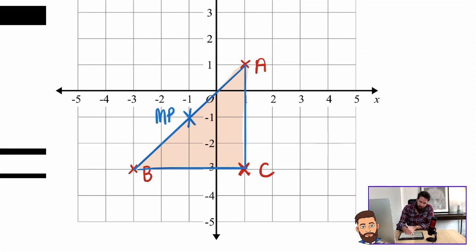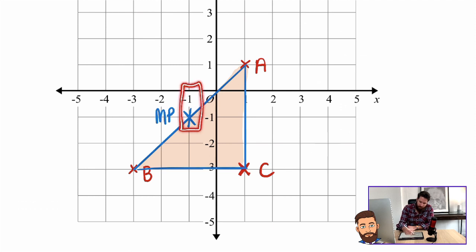Let's check the x-coordinate. We already know the x-coordinate of this midpoint is -1. So let's add together the two x-coordinates and then half them. The first x-coordinate is here, 1. Okay, this x-coordinate for A is 1. The x-coordinate for B is -3. So that would be 1 plus -3 divided by 2.